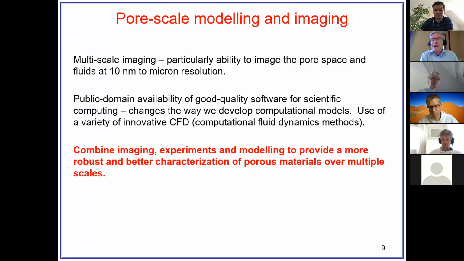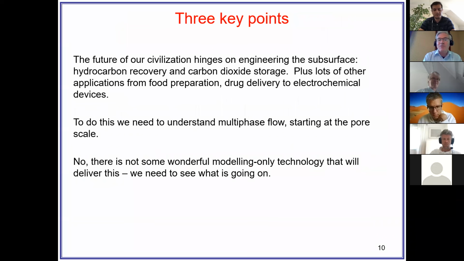You know, it used to be when I started out, you'd have to write a conjugate gradient routine to solve your equations. That's been done for you. Now you can focus on the porous media problem. Okay. So the idea is to combine this, to combine this to get to a better understanding. So here are the key points. Okay. You know, there are lots of applications.